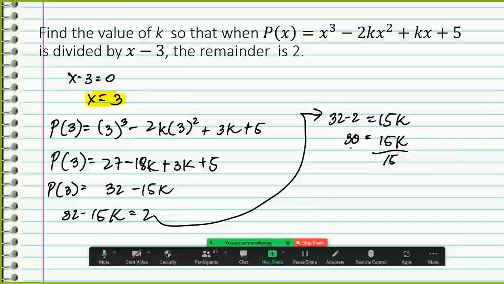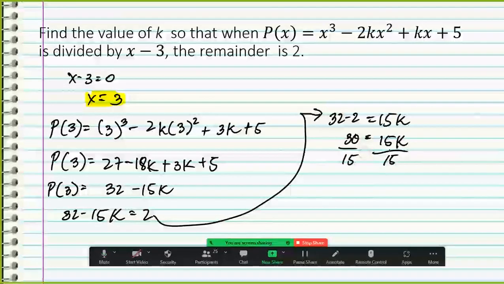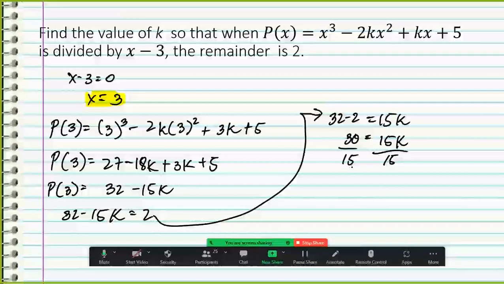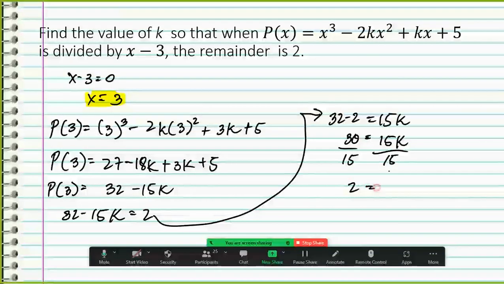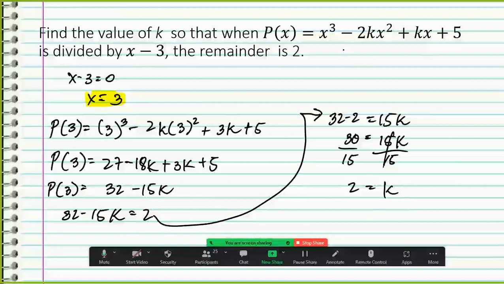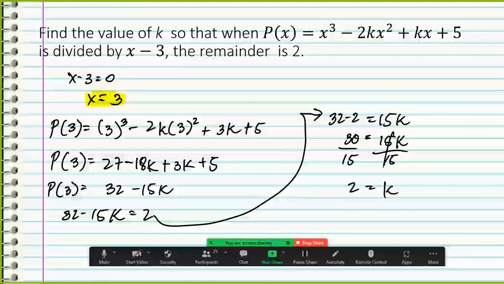Divide both sides by 15 to remove the coefficient of 15 from the variable k. So we have 30 divided by 15, so we have 2. Then we can cancel this out, meaning to say the value of k is 2. So meaning to say, for the polynomial p of x, we have to inject the value of 2 at the given variable k.